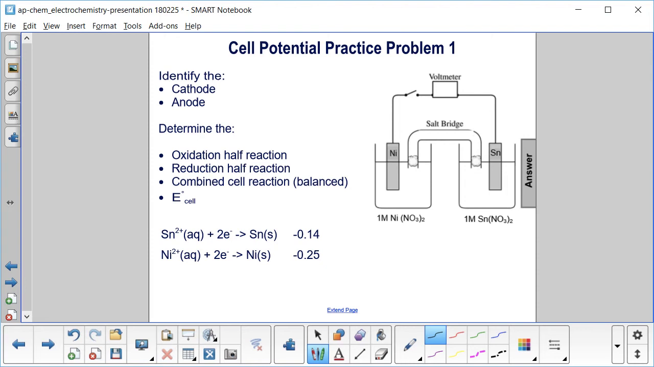Cell potential practice problem 1. So we have a tin electrode and a nickel electrode. We're given standard reduction potentials for both tin and nickel. And we're asked to identify and determine a number of things.